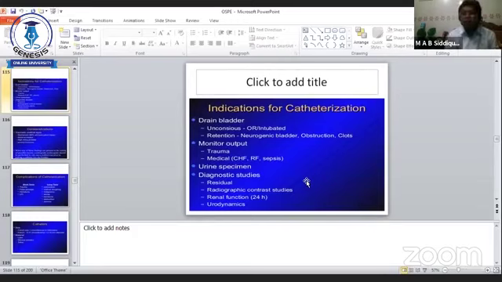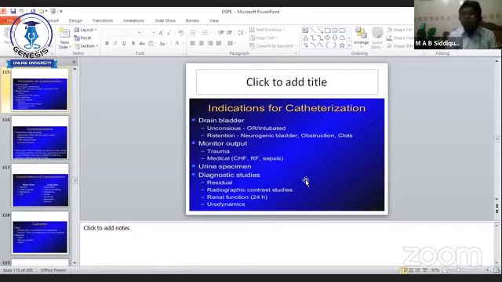Indications of catheterization: what are the indications? To drain the bladder, to monitor output, urine specimen, and diagnostic study. So in what conditions do you drain? It is due to retention of the bladder, neurogenic bladder, obstructed bladder, or due to clot. Or in the case of an unconscious patient, we use catheterization for monitoring of the output.